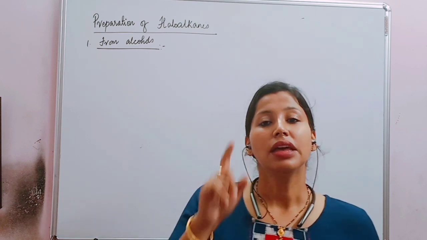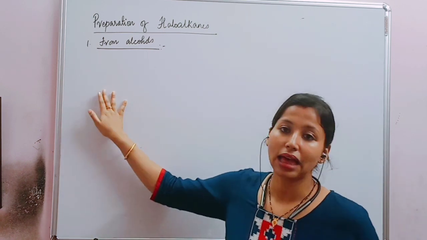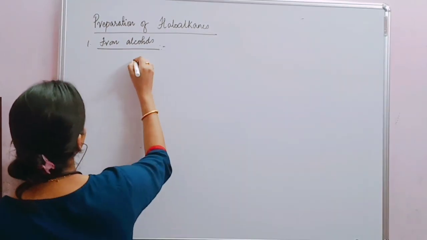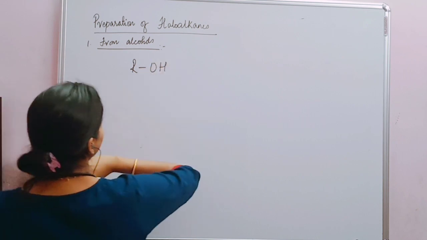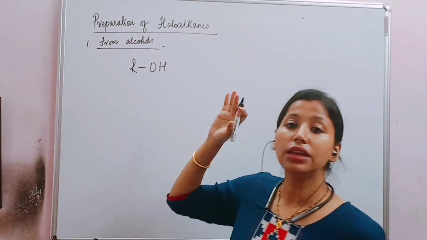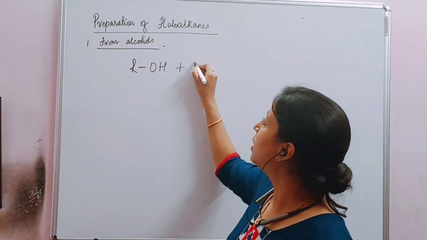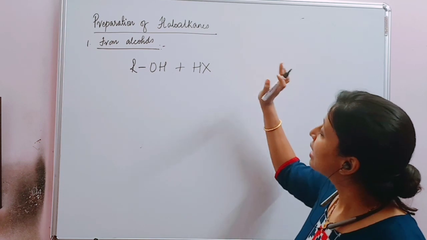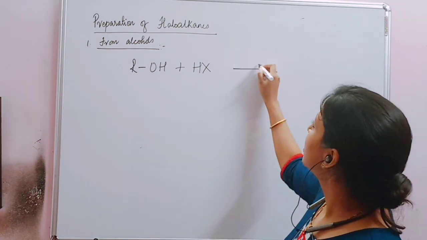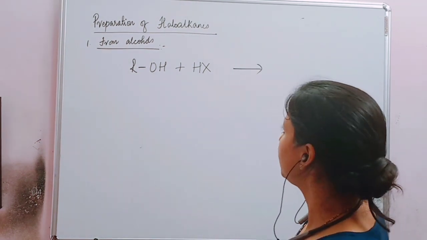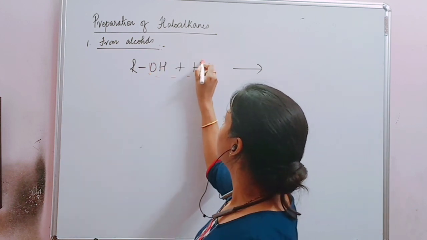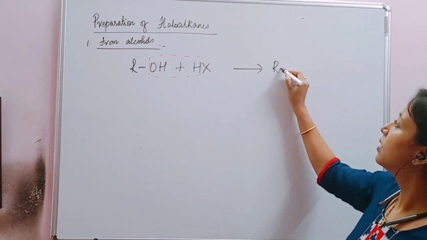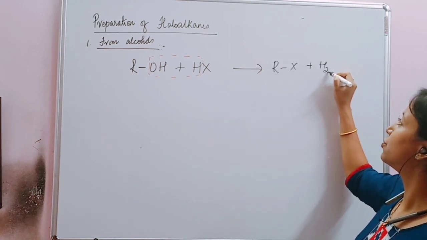The first method is from alcohols. All of you know that the general formula of alcohol is ROH. Now, what is the method? We need to treat the alcohol with a halogen acid, that is HX. What is eliminated then? You can remember this reaction in this manner. The products are RX plus H2O.